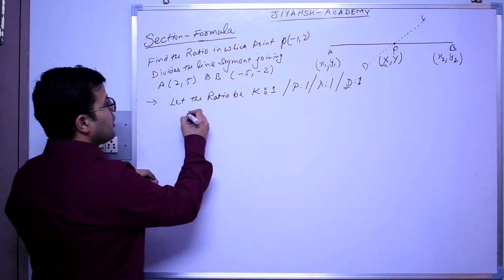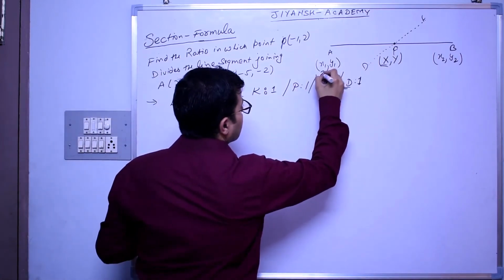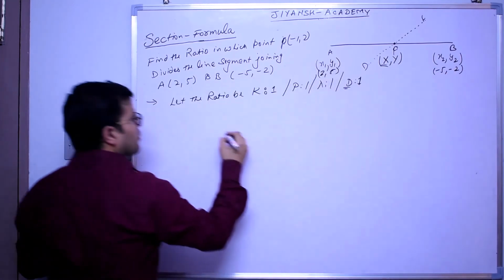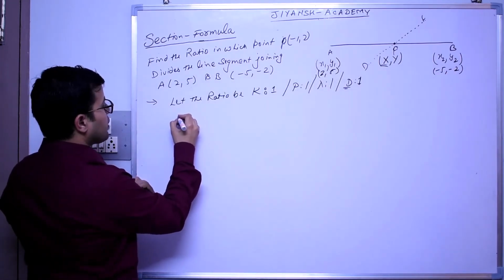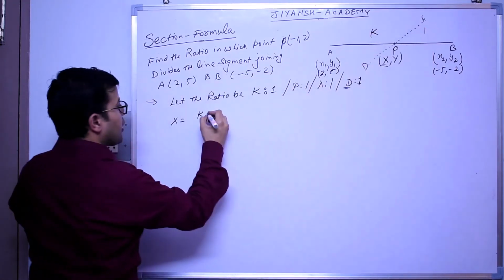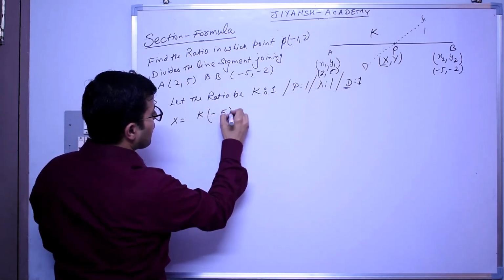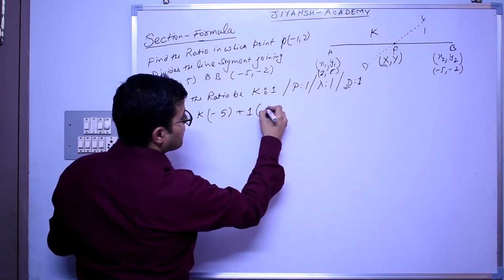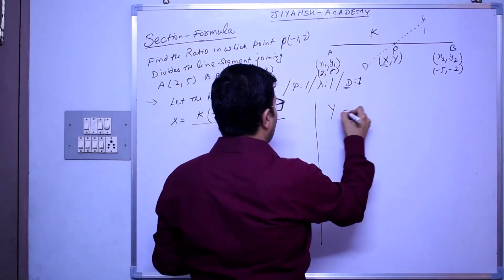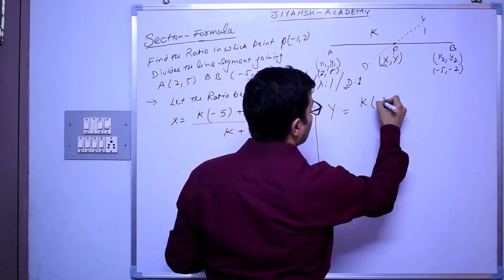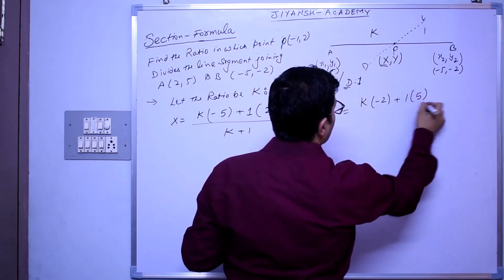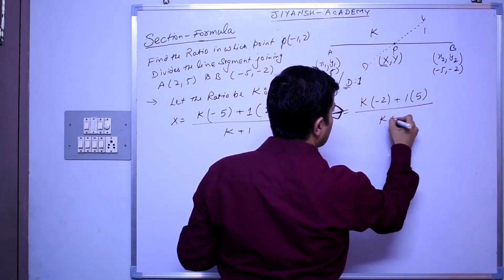Let's proceed with the question. Now A is 2 comma 5, B is minus 5 comma minus 2. So now we'll see, if I have to find out the ratio, x will be k times, because this is k ratio 1 now. So mx2 plus nx1 over m plus n, and y will be my2 plus ny1 over m plus n.